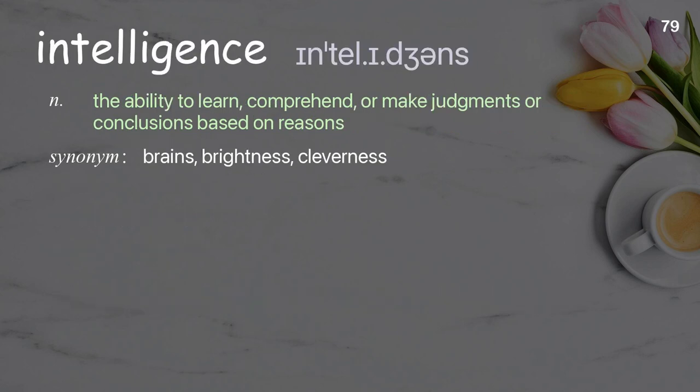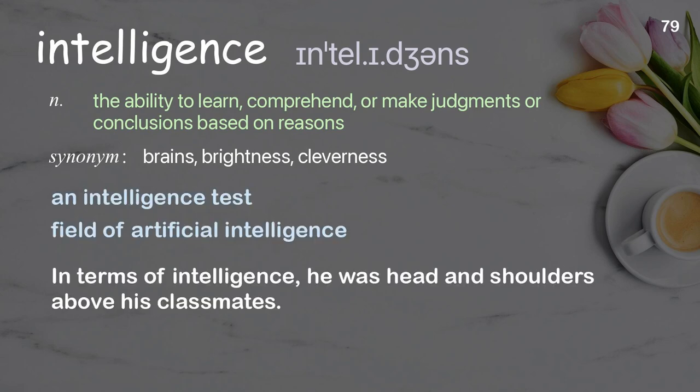Intelligence: the ability to learn, comprehend, or make judgments or conclusions based on reasons. Examples: An intelligence test. Field of artificial intelligence. In terms of intelligence, he was head and shoulders above his classmates.